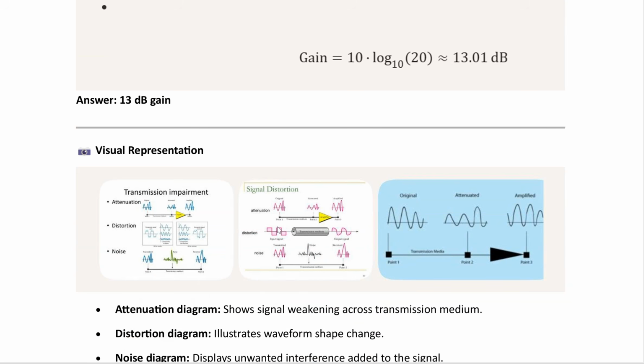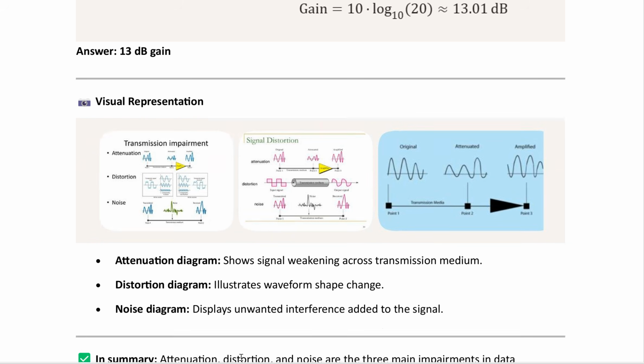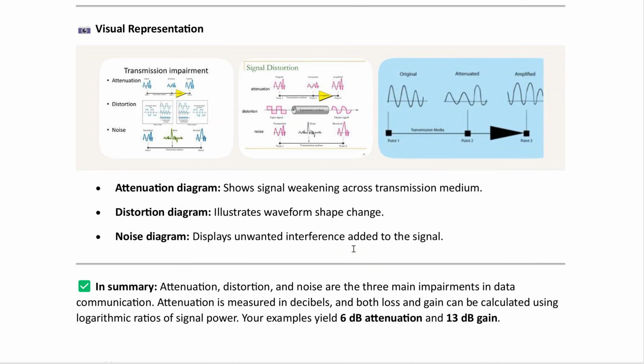And this is the diagram which has been asked in the question. The attenuation, distortion, and noise all represent transmission impairment. It means that we do not get the exact original signal at the receiver side. Here, this diagram represents the distortion, right? So the attenuation diagram shows signal weakening across the transmission medium. The distortion diagram illustrates waveform shape change. The noise diagram displays unwanted interference added to the signal.